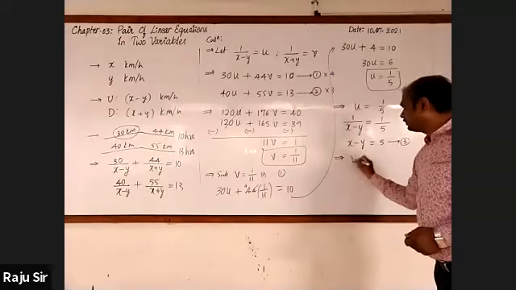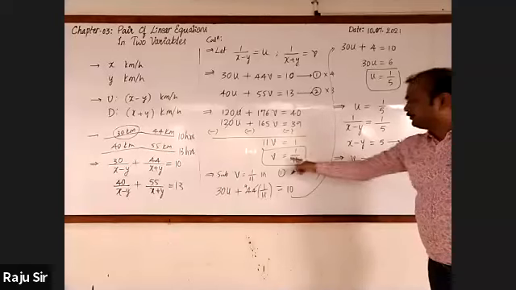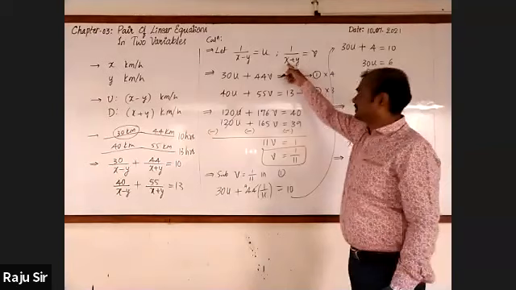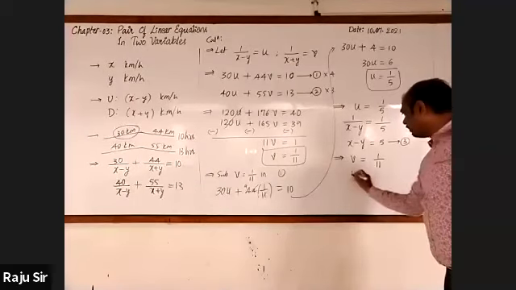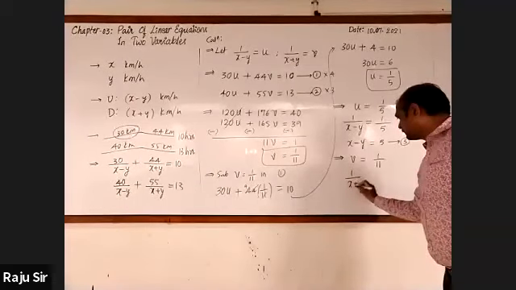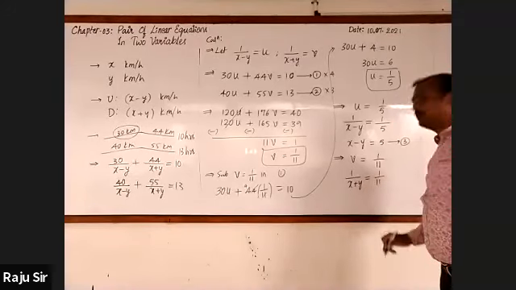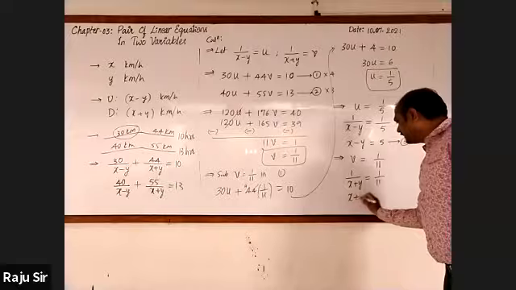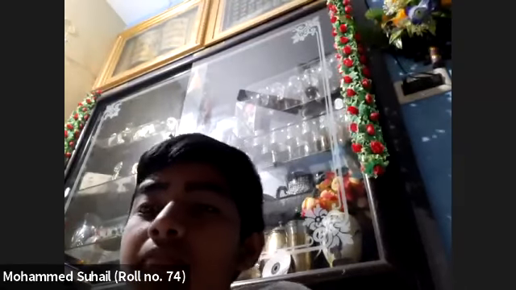Similarly, I take v. The value of v is 1 by 11, and v is taken in place of 1 by x plus y, that is equal to 1 by 11. Again, take the reciprocal of both LHS and RHS. You get x plus y is equal to 11. You may call it equation 4.